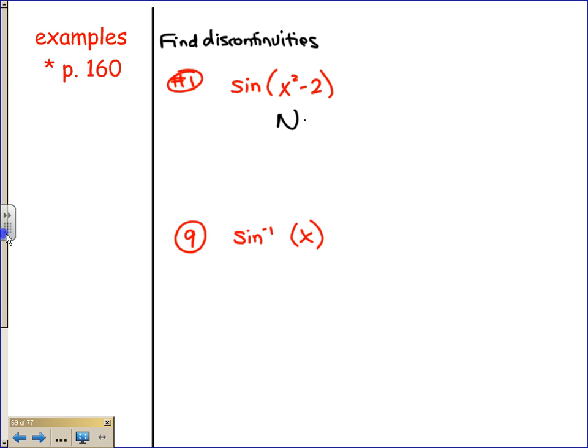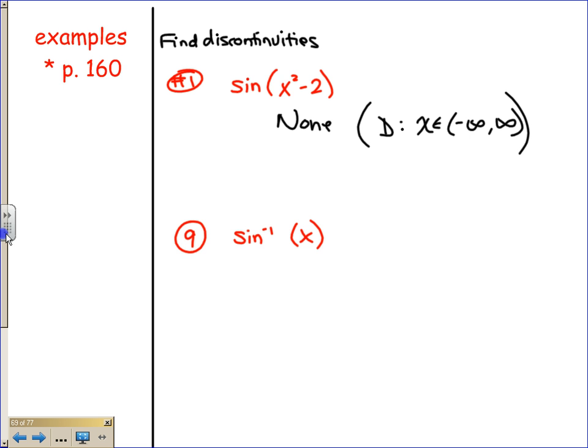Why? The domain of sine is all real numbers. So first of all, there's no problems on the inside. Second of all, when I plug in and get out numbers, there's no problems plugging into sine. I'm good to go, right? How about number 9?